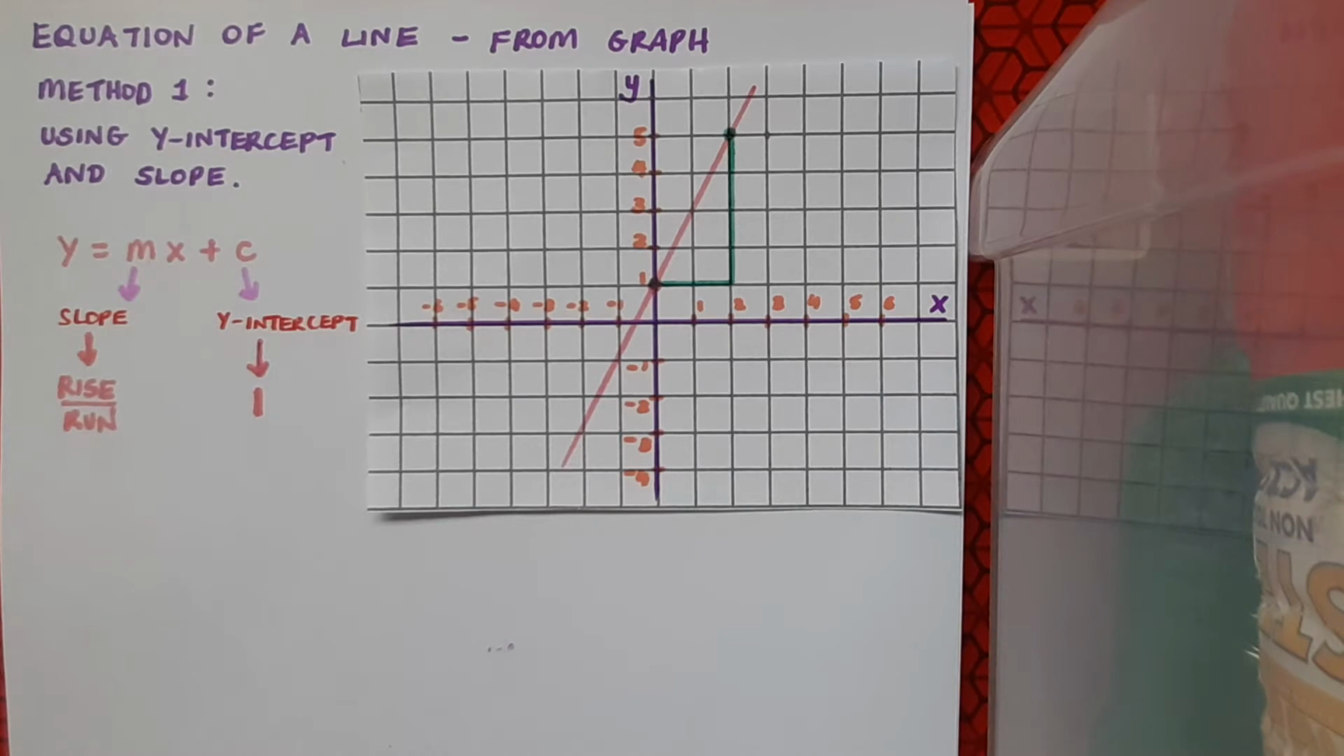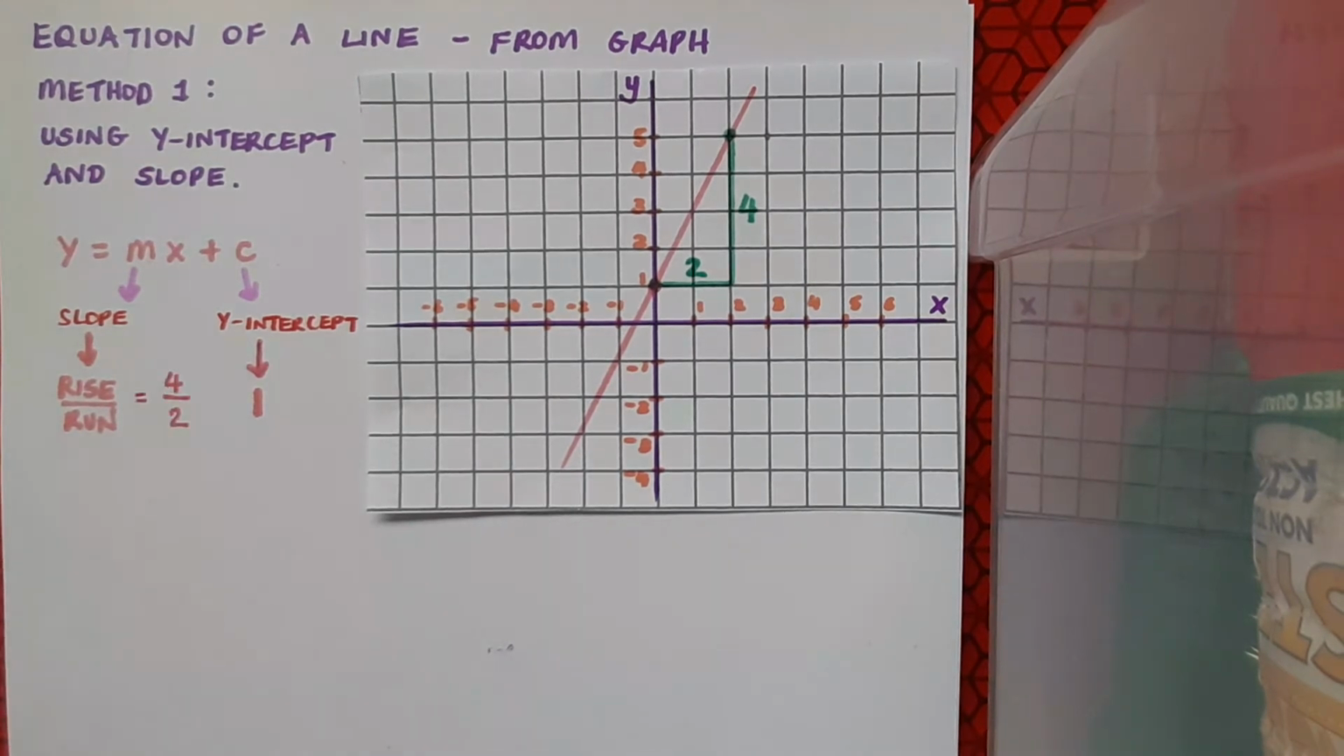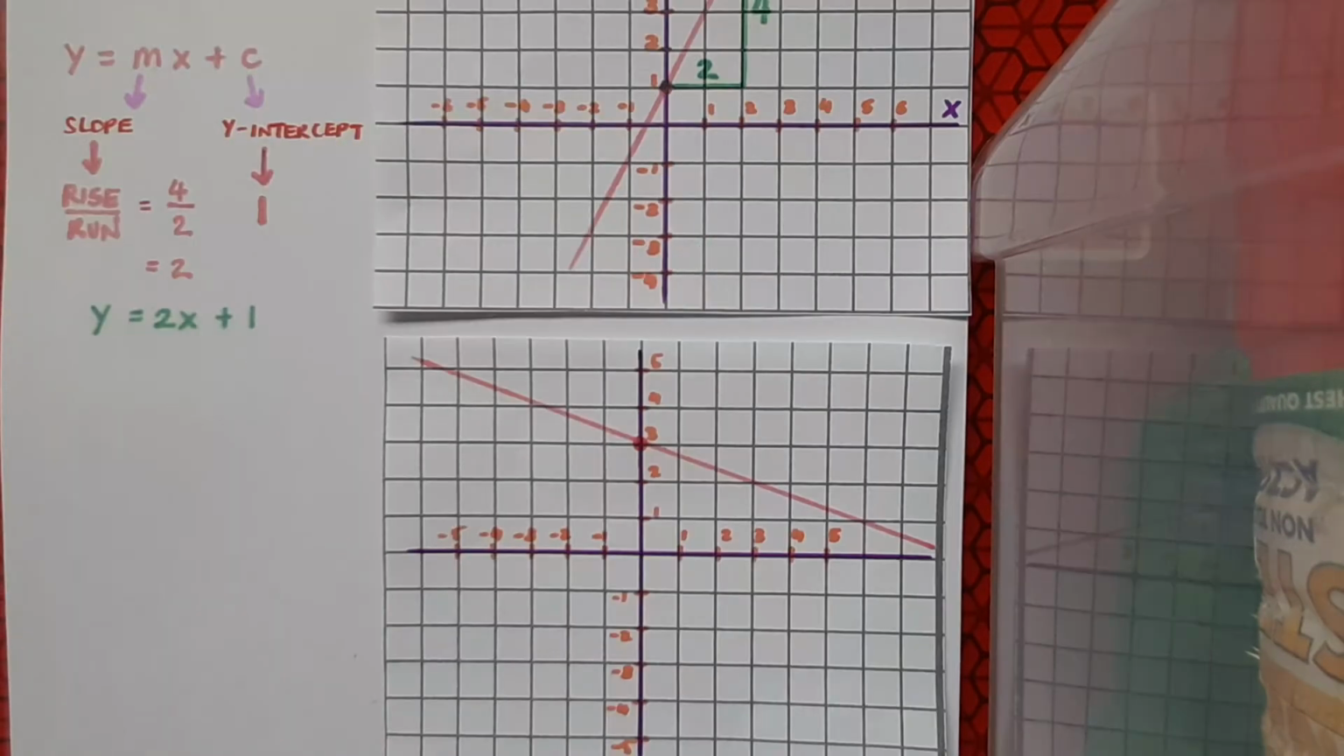I draw in my run and my rise. The run is the horizontal distance and the rise is the vertical distance. I can see that my run is 2 and my rise is 4. So rise over run in this case is 4 over 2, and I can work that out. 4 over 2 is just 2. So I now know that when I want to make the equation of this line, I need to put 2 in for the slope and 1 in for the y-intercept. So the equation of this line is y equals 2x plus 1.